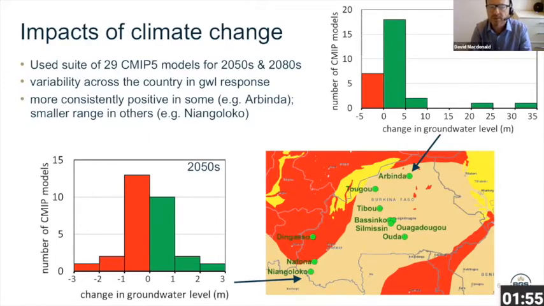But what we can see is that most of the models are agreeing on a change in groundwater between 0 and 5 meters, and in fact the median there is about 1.5 meters. We compare that to the southwest of the country, and that's the graph on the bottom left. And here the range is much smaller. It's between an increase of 3 meters and a decrease of 3 meters in groundwater levels at this particular site. But most of the models are clustering in around 0, so from -1 to 1.